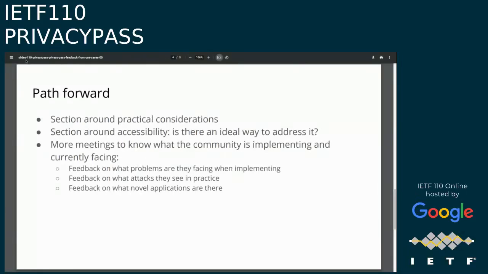Okay, so the path forward. It will be really nice, and I know that the architectural draft already has some sections about implementations, but it will be really nice to have maybe more in-depth sections around that and to take into account these practical considerations. Maybe, as I said, it will also be nice to have a section about accessibility, maybe not something to go that much into depth, but at least just mention it somewhere there.